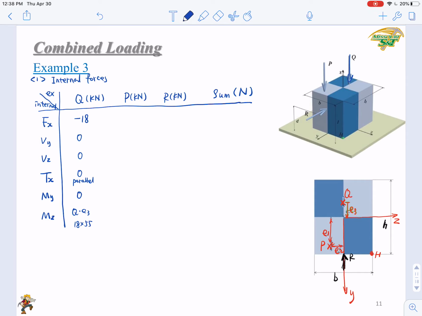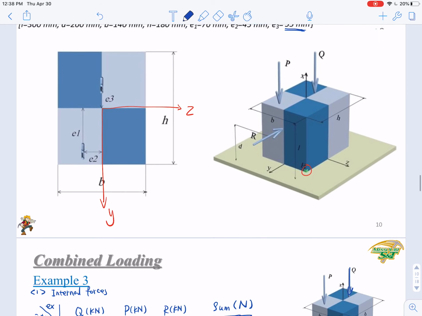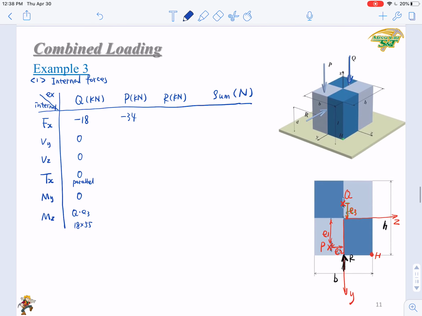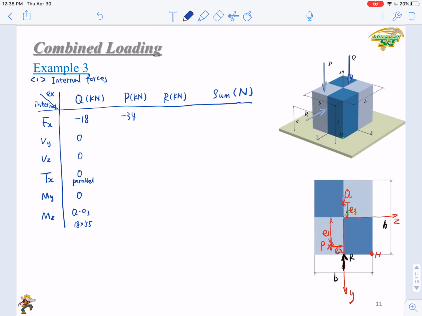Yeah, P is right along x direction, so it will have negative, again, negative 34 here, right? The P is 34 kilonewton, negative in compression. Will it make a Vy along y direction? So the same as Q, right? It's right along x direction, so no yz components. So how about Tx? No, 0, right? Since it's also parallel to x.